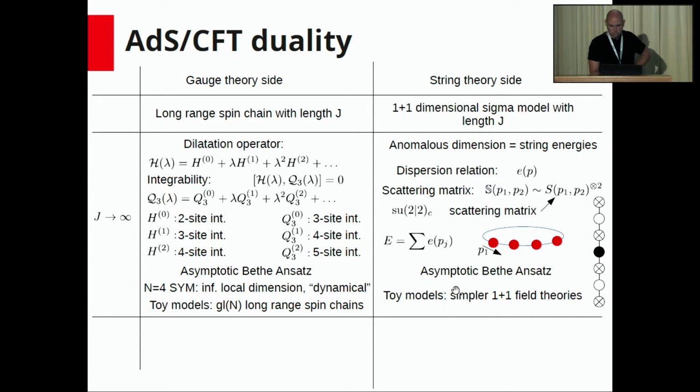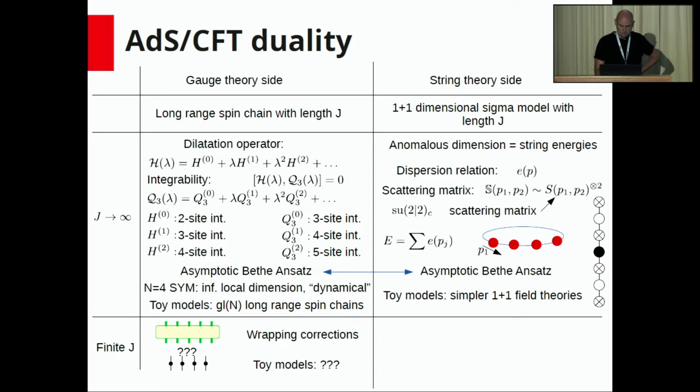Okay, at the string theory side, the anomalous dimensions are the string energies, and at infinite length the dispersion relation and the scattering matrices are known, and this defines the spectrum, which is given by the asymptotic Bethe ansatz. And the toy models for this setup are the simpler 1+1 dimensional field theories. And of course, the asymptotic Bethe ansatz in the two descriptions is the same.